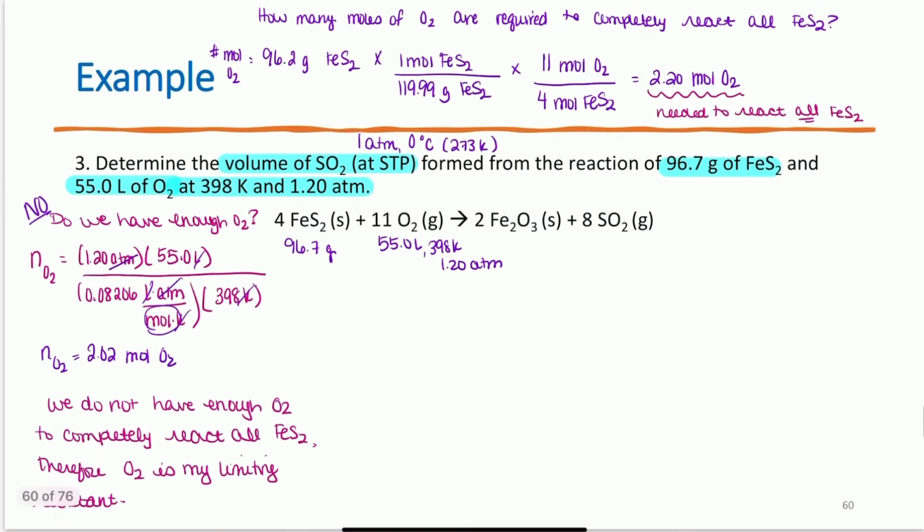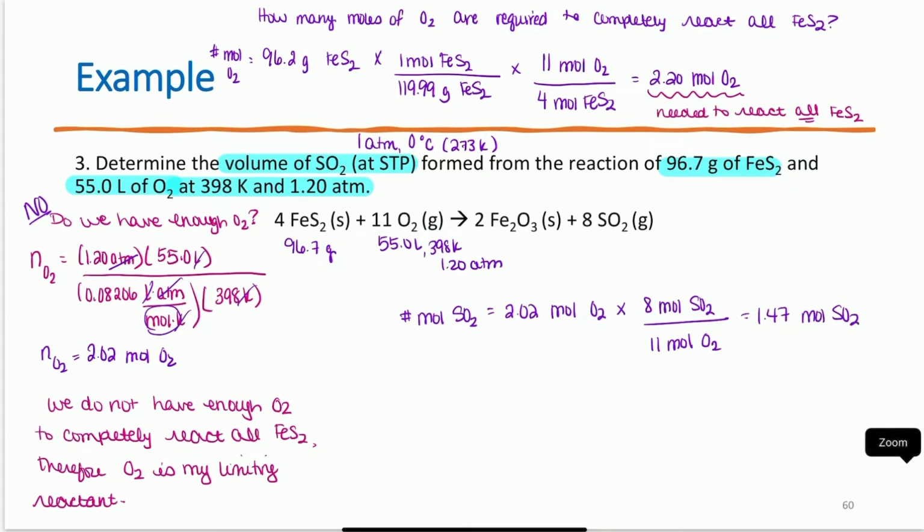So the moles of O2 I have will determine the final volume of SO2 I can actually produce. The moles of O2 are going to limit how much SO2 is produced. So number of moles of SO2 produced will be based on the number of moles of O2 I have. 2.02 moles of O2. I see I produce 8 moles of SO2 for every 11 moles of O2 reacted. This gives me 1.47 moles of SO2. Now I can go ahead and convert this to volume with my ideal gas law.